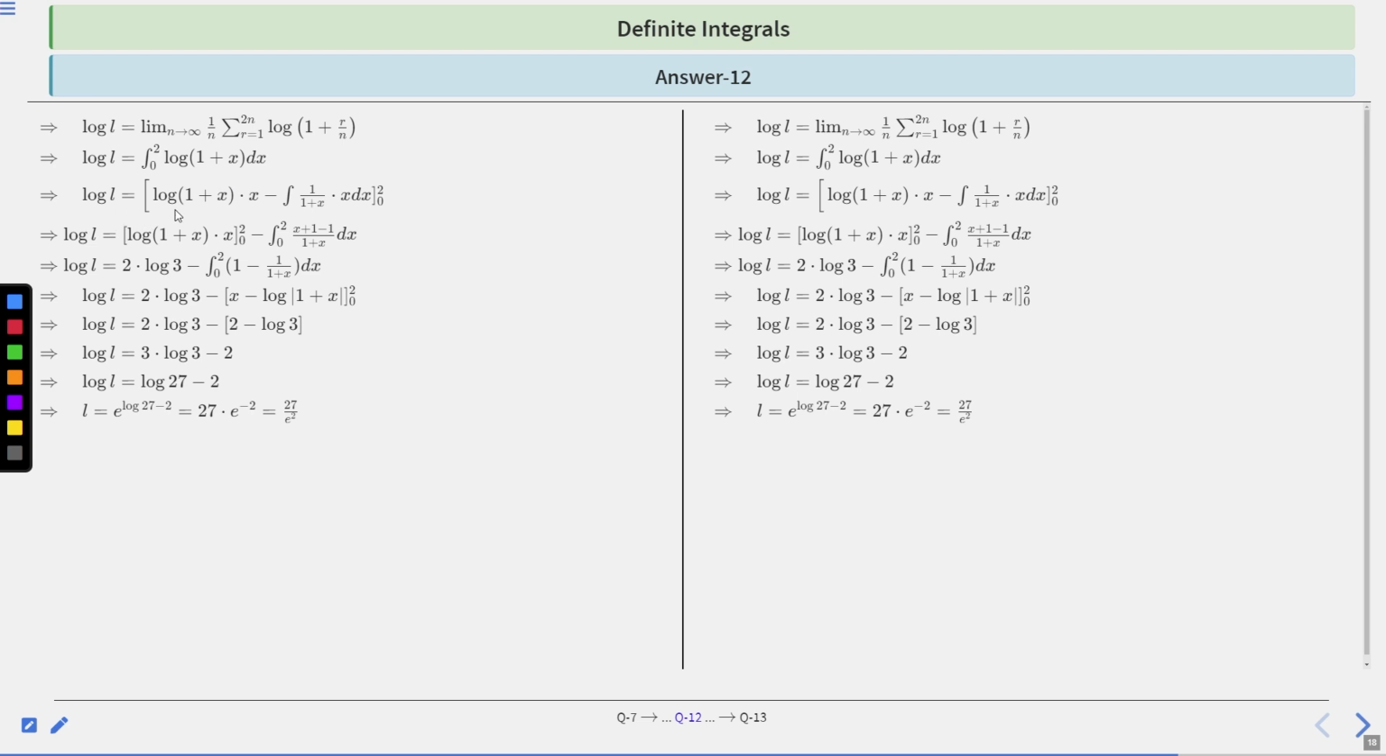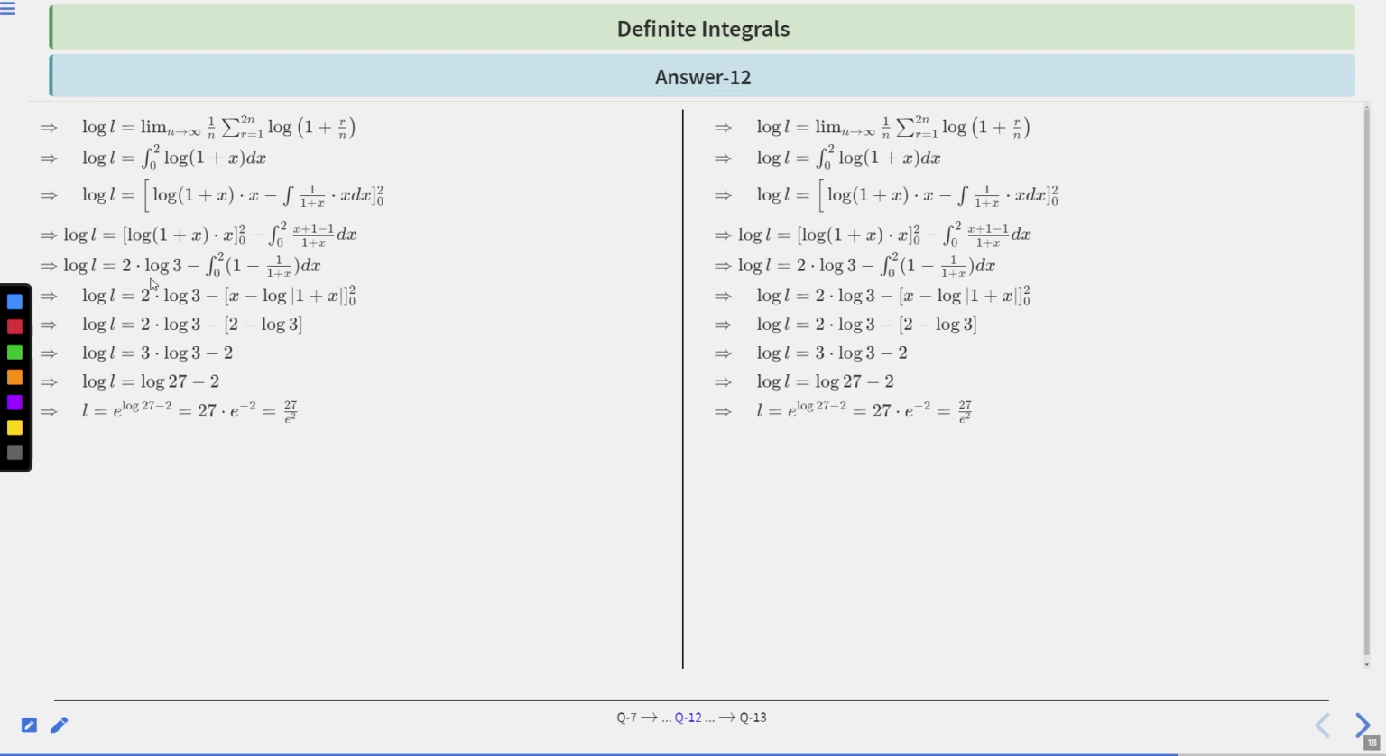Therefore, log L is equal to, now integration of log 1 plus x we can calculate by using integration by parts, which will be equal to log 1 plus x into x minus integration of 1 by 1 plus x into x dx, 0 to 2. Therefore, log L is equal to log of 1 plus x into x, 0 to 2, minus integration of 0 to 2 of x plus 1 minus 1 upon 1 plus x dx.